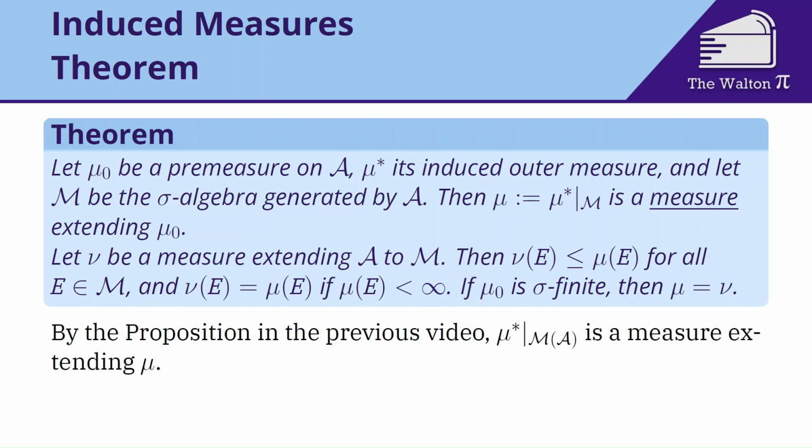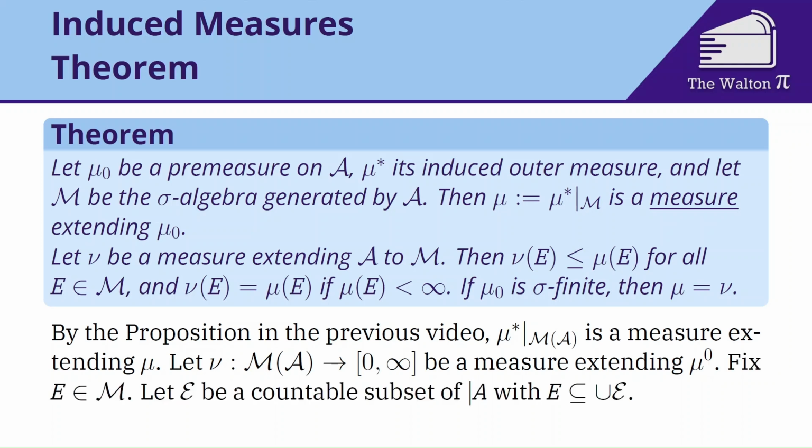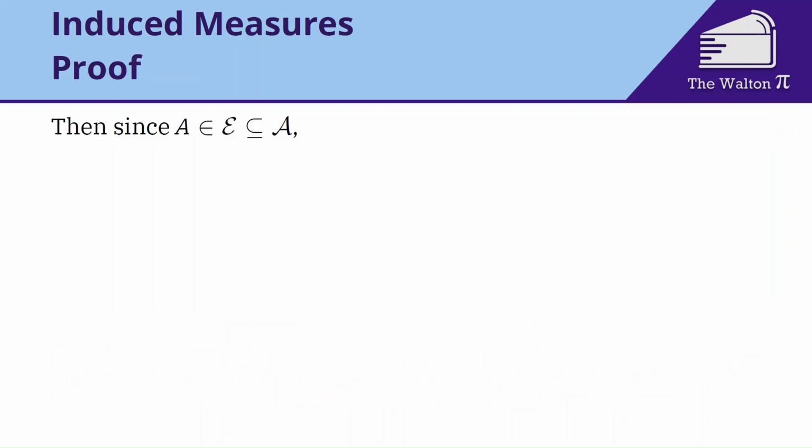So by our proposition in the previous video, mu star restricted to M of A is going to be a measure extending mu naught, and we're going to let nu be defined from M of A to the interval 0 to infinity be a measure extending mu naught. So let's fix E in M, and then let's let {E_i} be a countable subset of A, with E being a subset of the union of all the E_i's.